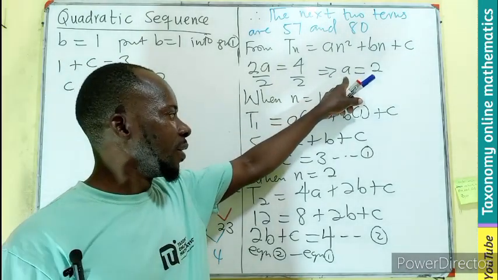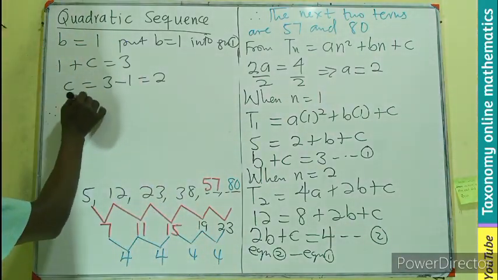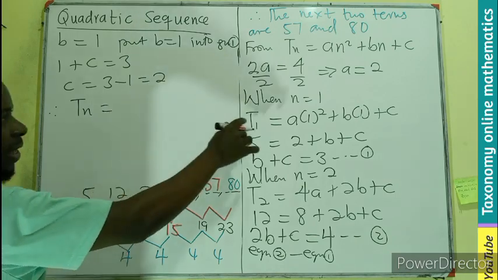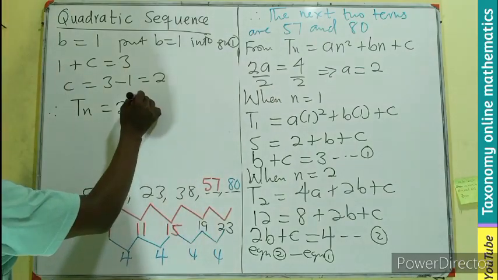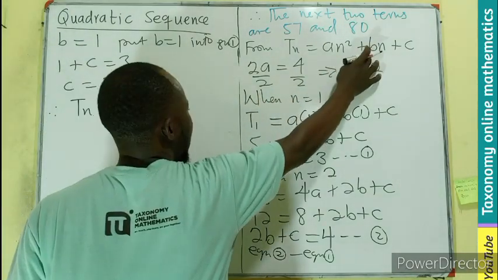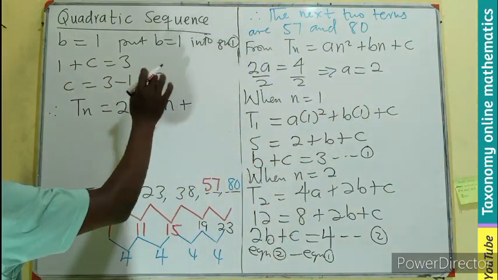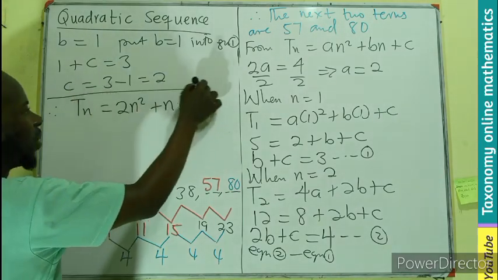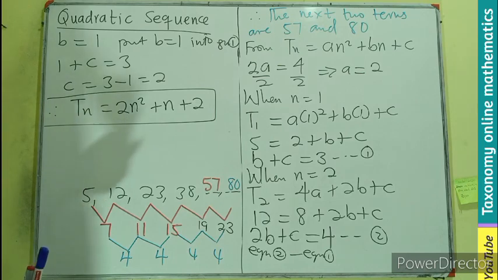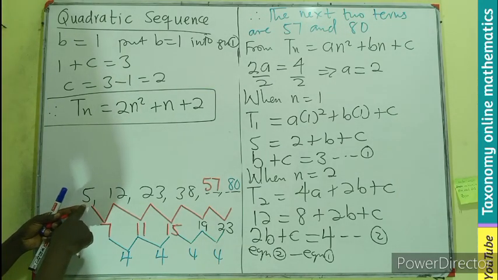Don't forget, we know the A, we know the B, we know the C. So therefore, the general term is going to be A, what is our A? 2, then the n squared, plus B, which is 1 times n, plus C, which we found as what? 2. So this is the general term of the sequence, or formula, which is used to find the nth term of this sequence. We can try and see if this is the first we are having here.